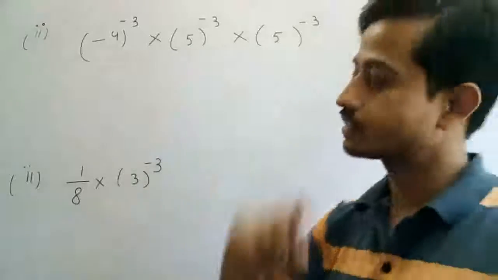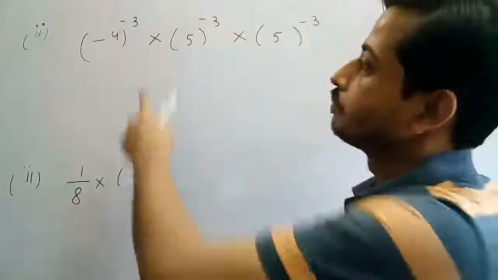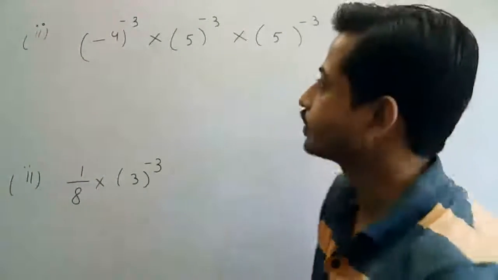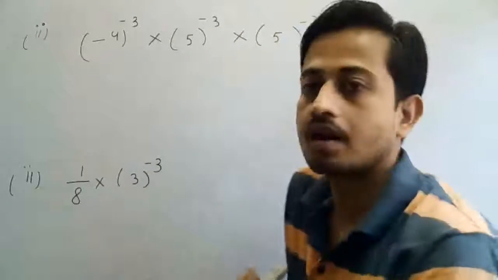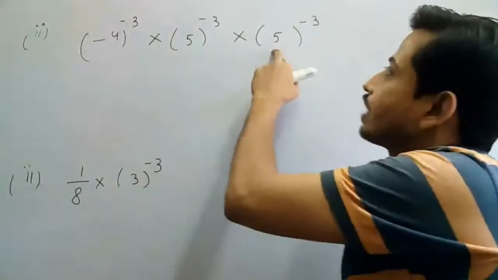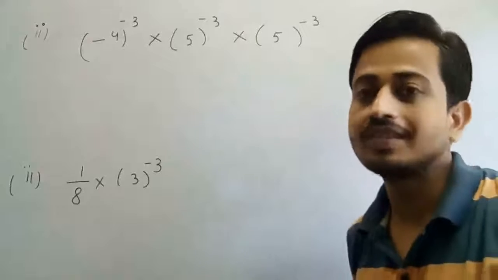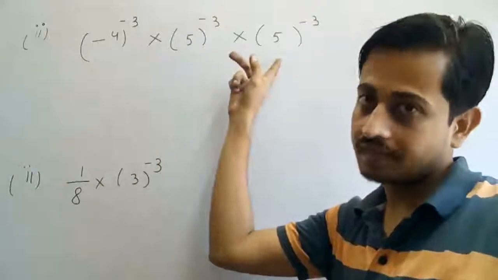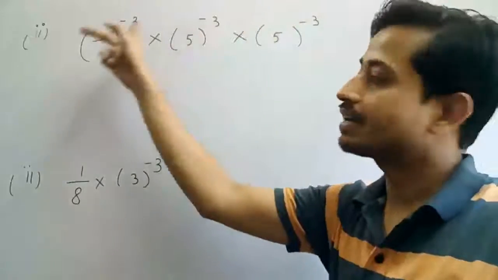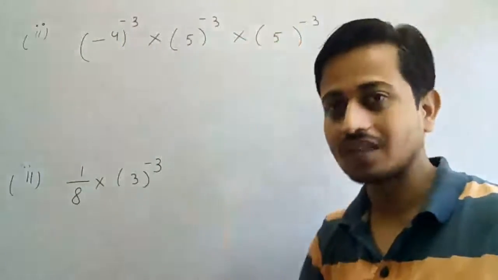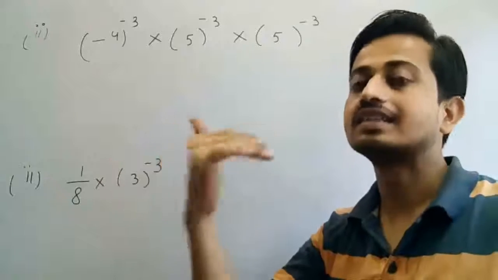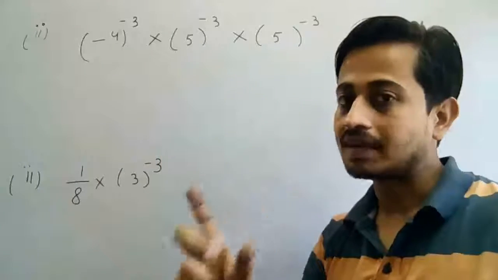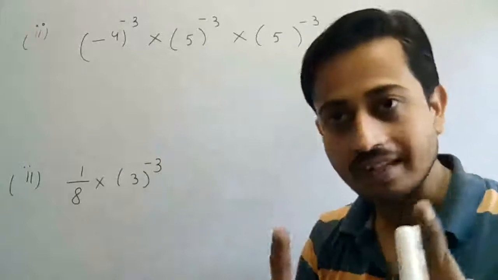Now please read the statement part 2. Minus 4 raised to the power negative 3 multiply 5 raised to the power negative 3 multiply 5 raised to the power negative 3. Please look very carefully. All the exponents are multiplied and the powers are the same. And you know the rule: if the powers are same and the exponents get multiplied.